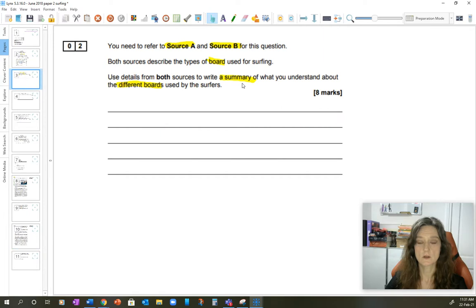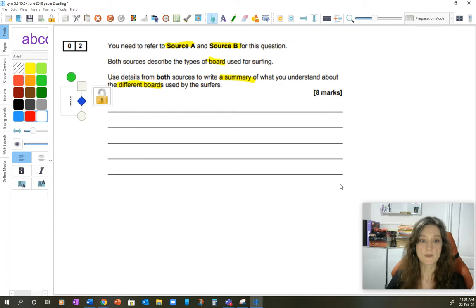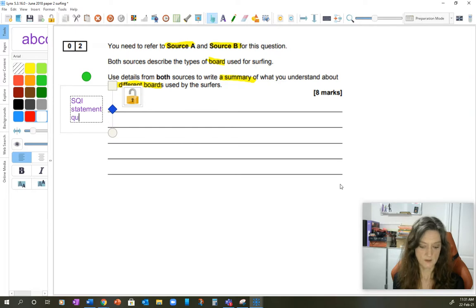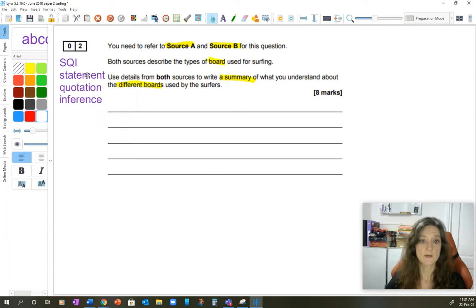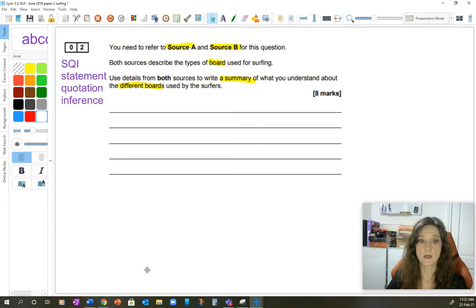Now, before I move off of annotating question 2, I'm going to just remind myself of the technique that I'm going to use here, and that is the SQI technique, which stands for statement, quotation, and inference. I'm just going to write that in my exam paper at the top of the paper. I'm going to remind myself that it's 8 marks. So even though I've got to write about 2 sources, I've only got 8 minutes to do that. So that's quite a tough thing to do.